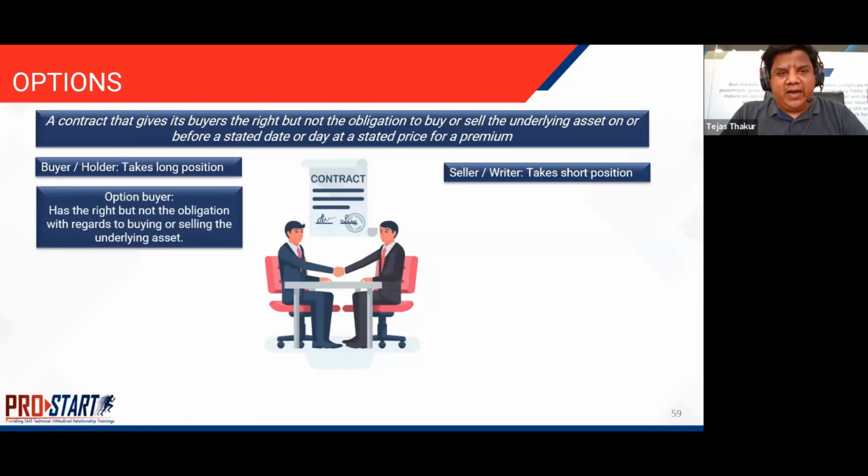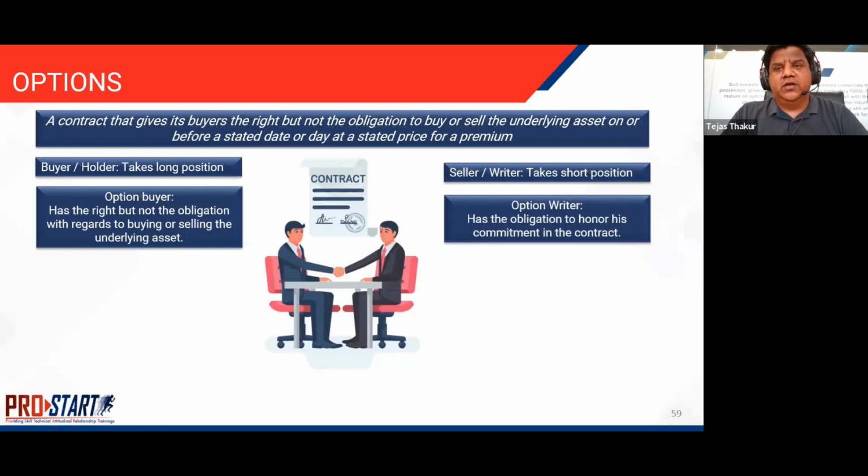The buyer of the option has the right, but not the obligation, with regards to buying or selling of the underlying asset. The seller or the writer of the option has the obligation to honor the commitments. But very simply put, the buyer has been given an option. If the buyer decides to execute the option, he has full right to do that. The writer cannot say no. If the buyer decides to forego his option, then again, the writer cannot force him to go for the option. So it is within the rights of the buyer. The writer does not have any rights here, has to honor the obligations of the contract.